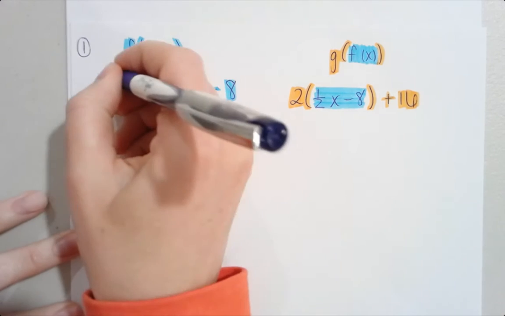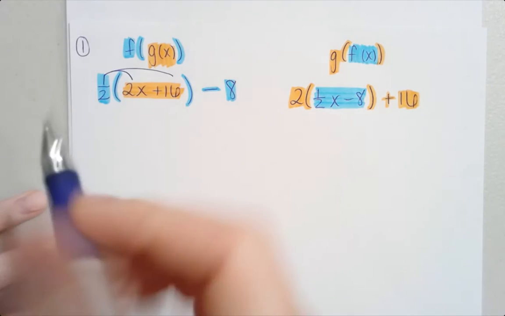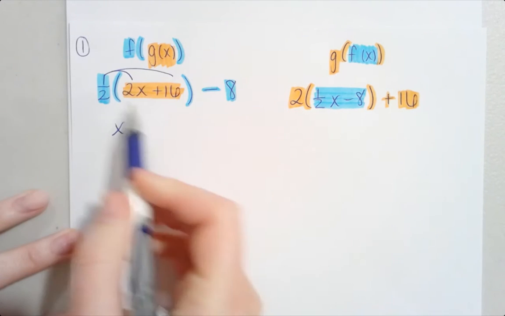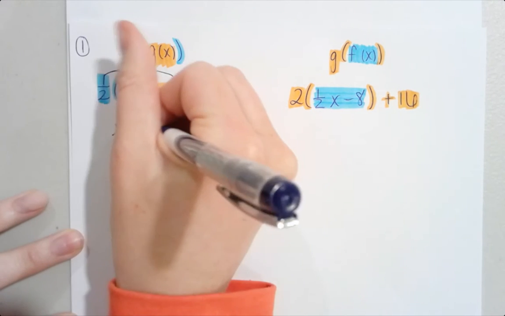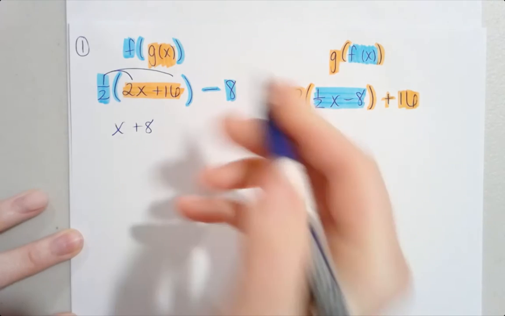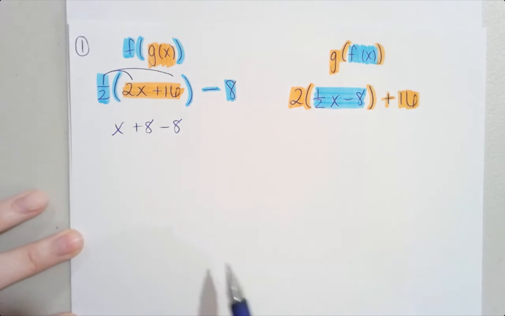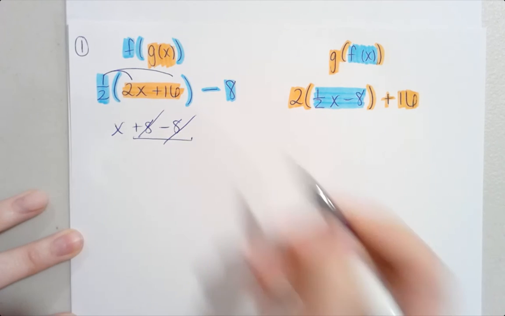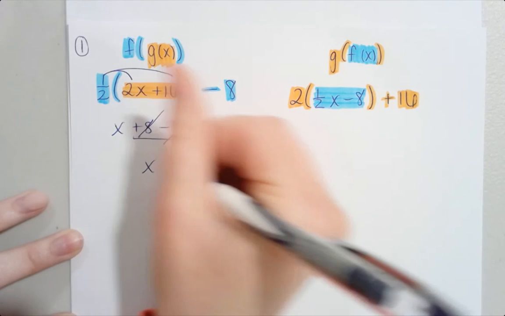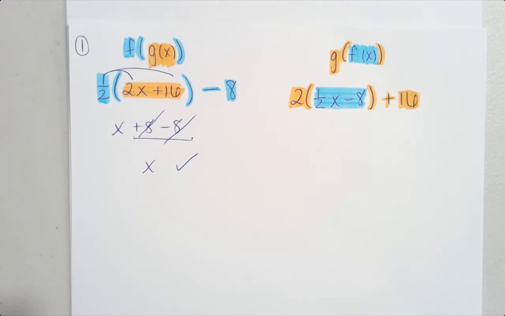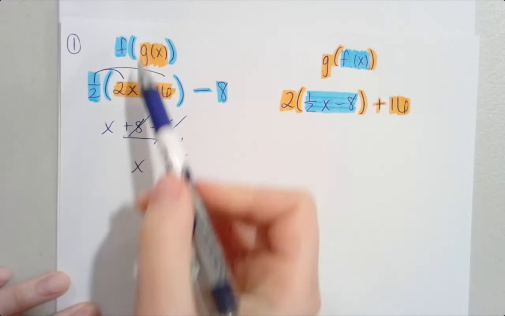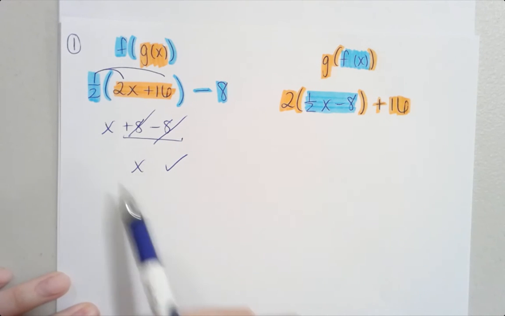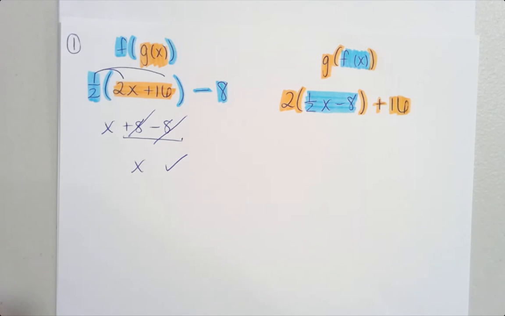So I have to distribute this 1/2. 1/2 of 2 is just going to give me 1x, and then half of 16 is going to give me 8, and then I've got this minus 8 on the end that I'm going to bring down here. If I combine like terms, plus and minus 8 are going to cancel each other out, so I'm left with just an x. So far, so good. This is working out. But doing it one way is not enough. I have to be able to plug them into each other, vice versa.